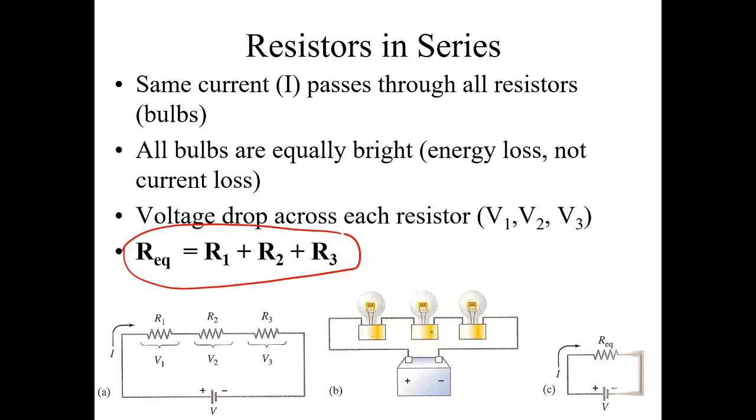So if we had 3 light bulbs, 1, 2, and 3, just 3 light bulbs here in our string, we could say, well, if we add up all their resistances, that would be the same as having one big resistor or one big bulb taking all the voltage there, because they're in series.